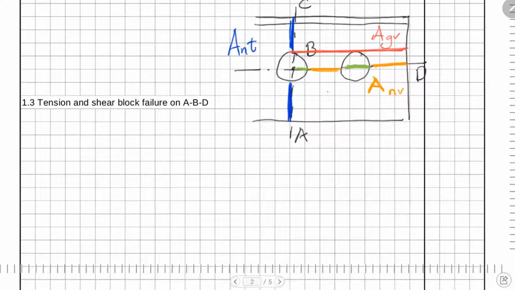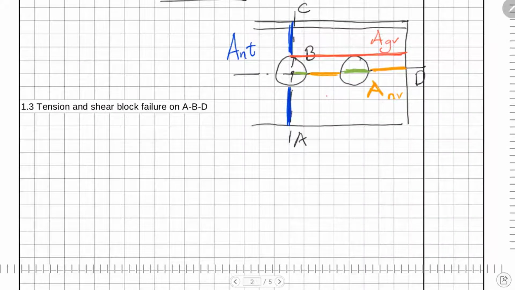From this diagram, you can see a number of areas that I have sketched. I'm going to first work them out, and then you will see how we're going to quantify them and then use them in equations, because what we've got here is different sections and different patterns that can fail when it comes to the angle.